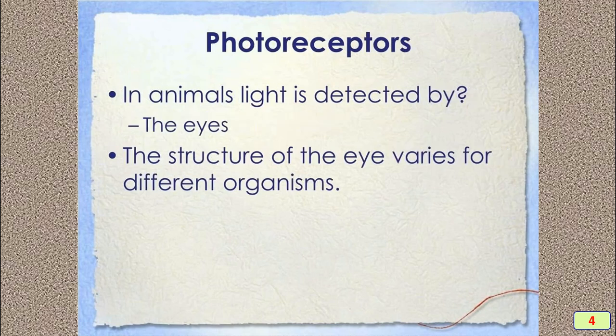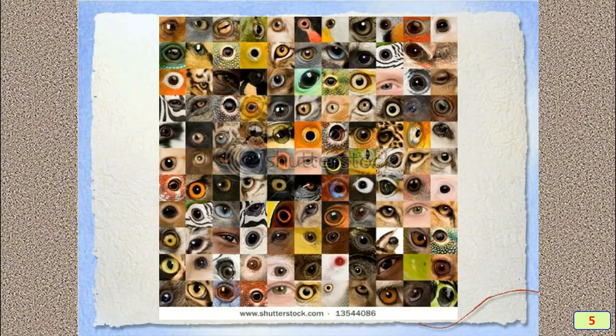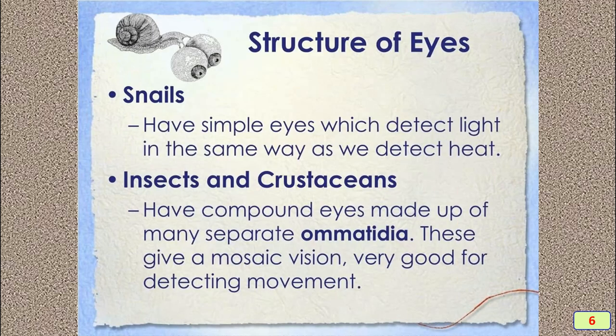So there are photoreceptors in animals, and light is detectable by the eyes. The structure of the eye varies from one organism to another. Here you can see several types of eyes present in different animals, maybe the dog, cat, and others. So it varies from one animal to another. Starting from the most primitive animals, snails have simple eyes which detect light in the same way as we can.